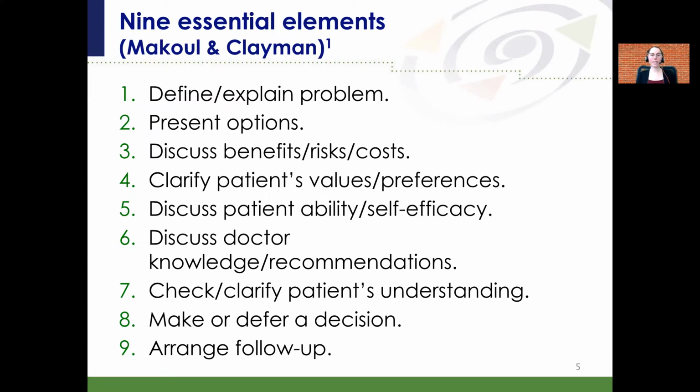In 2006, researchers McCool and Clayman conducted a systematic review of the literature to identify the most frequently referenced elements of shared decision-making. The following 9 elements of shared decision-making were identified as essential. 1. Define or explain the problem. 2. Present options. 3. Discuss benefits, risks, and costs.